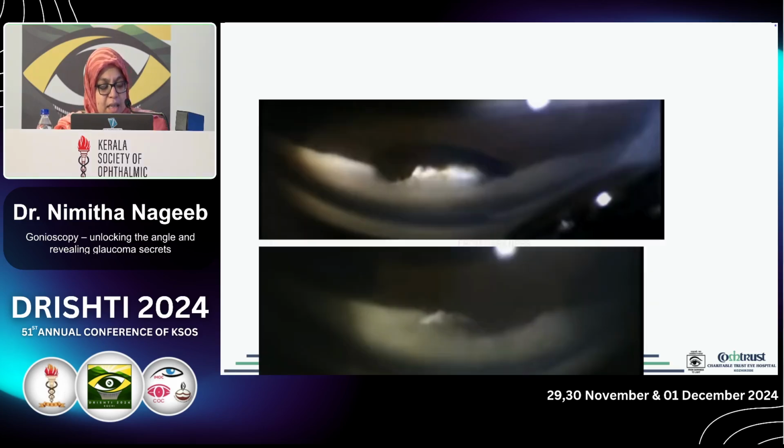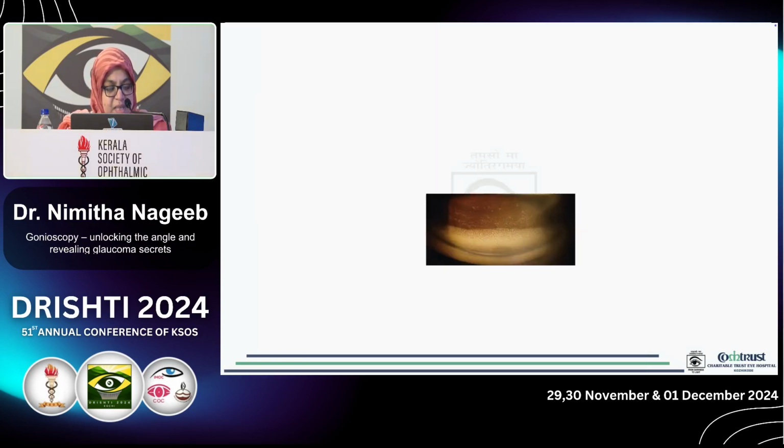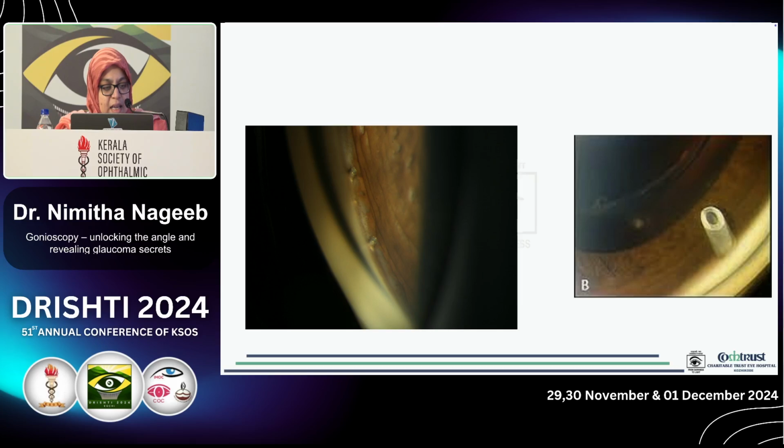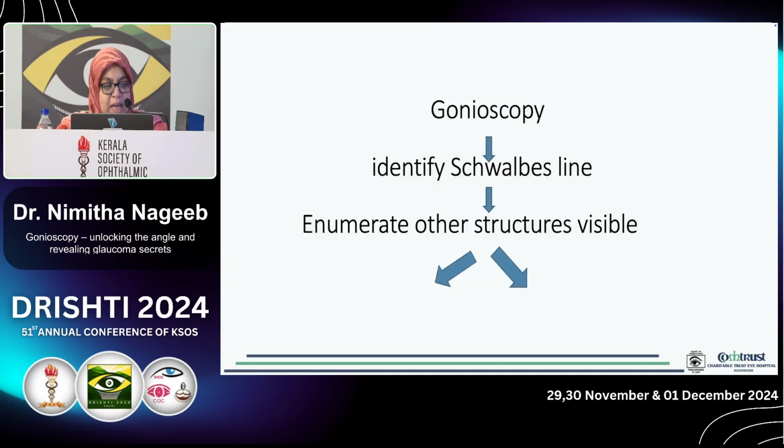This is another gonioscopic picture where you can see the ostium and a large peripheral iridotomy done in post-trabeculectomy. This is a gonioscopic picture of silicone oil seen in the angle. This is another gonioscopic picture where you can see an eye stent and also a tube in the angle. So for sterilization, we usually clean the gonioscopic lens with running water or 70% isopropyl alcohol.